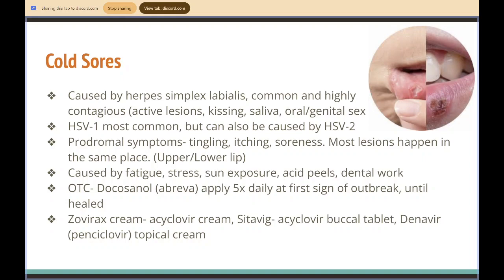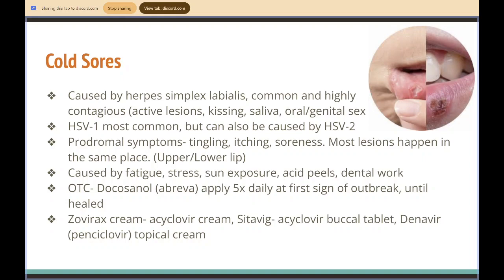sites of this lesion. Now, it can be caused by herpes simplex virus 1 or 2. It used to be that 1 was considered above the waist and 2 was considered below the waist, but now there is no such pattern anymore. Cold sores can be accompanied by or preceded by prodromal symptoms. And here we have tingling, itching, and soreness. Most lesions happen in the same place when they recur.